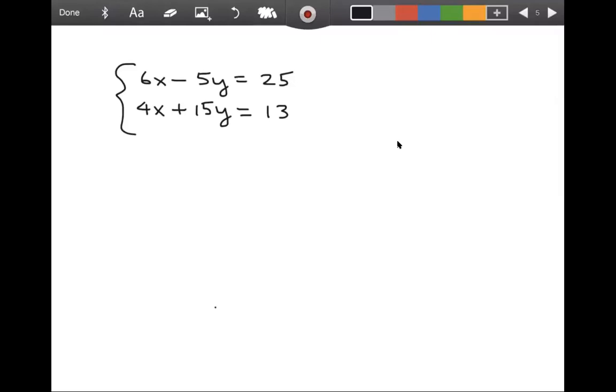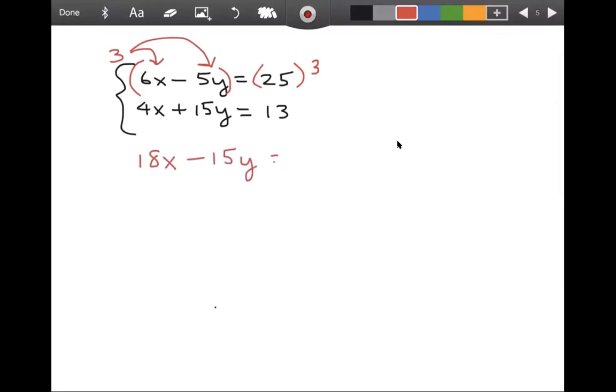Well, the easiest thing to do is definitely to multiply the first equation by 3. Because multiplying this term by 3 will give you a -15y. Okay, but of course you can't just do it to that one term. You have to do it to every term. So our new first equation will be 18x minus 15y equals 75. I'm leaving the second equation alone. It is 4x plus 15y equals 13.